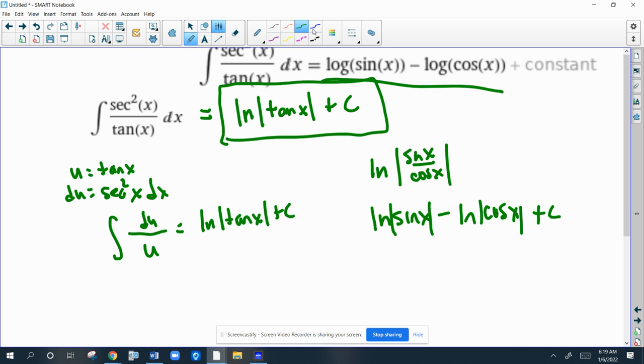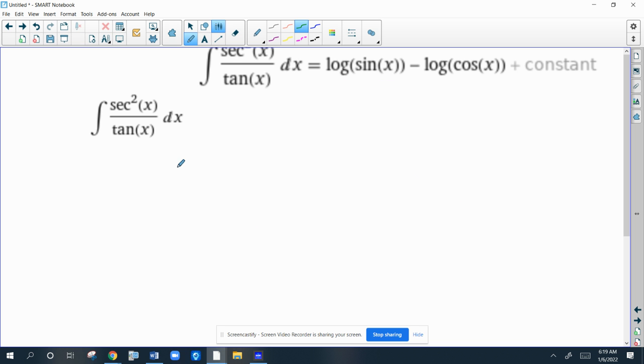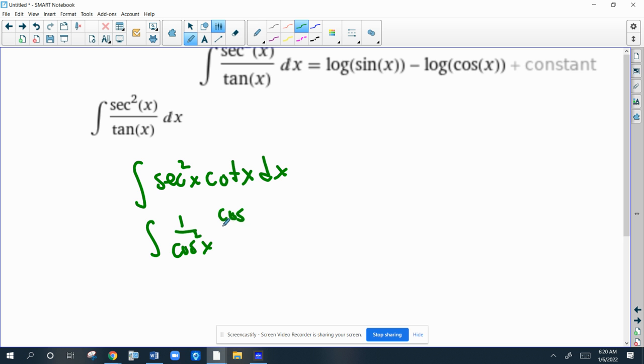Just as a little bonus round here, you can look at integrals a lot of different ways. So if you didn't like the secant and tangent, you could try switching to sines and cosines and see if it works. Secant squared times, we'll bring the tangent up, and now change to sines and cosines. So that's 1 over cosine squared times cosine over sine.